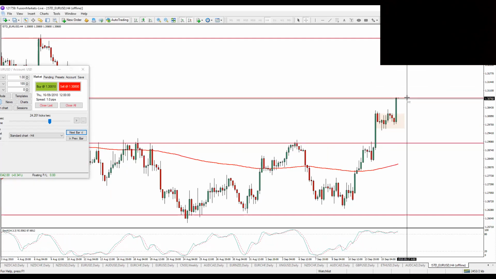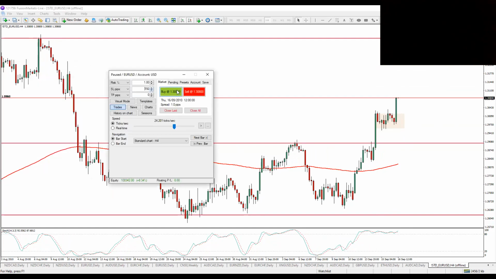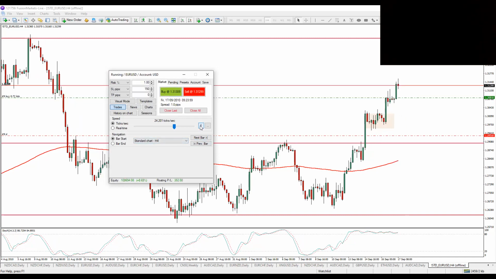There we go. We can take that. 150 pip stop. We're going to buy that. No take profit set. We're going to see what happens here.